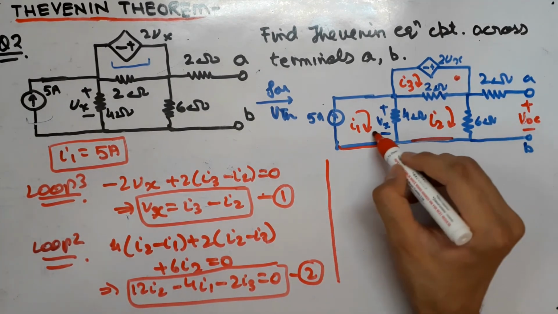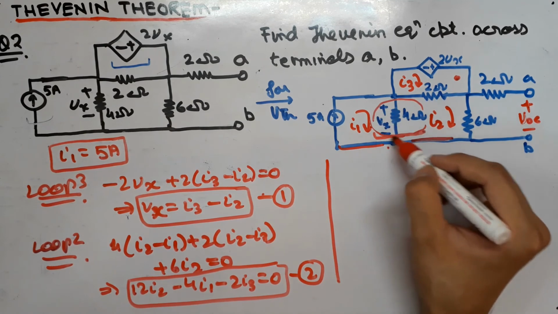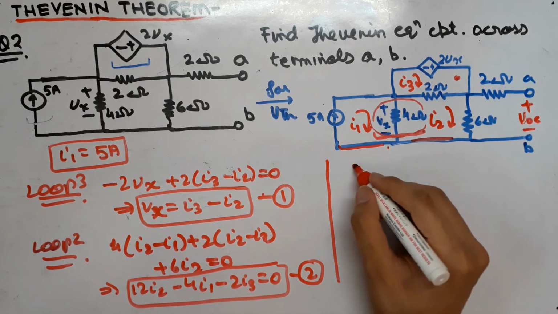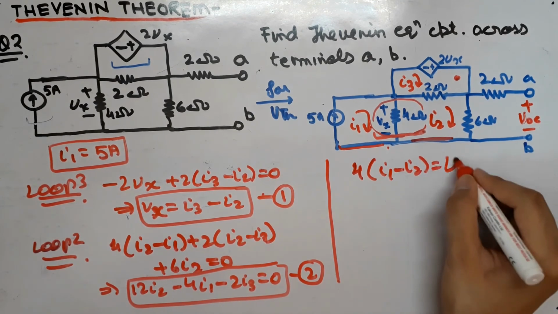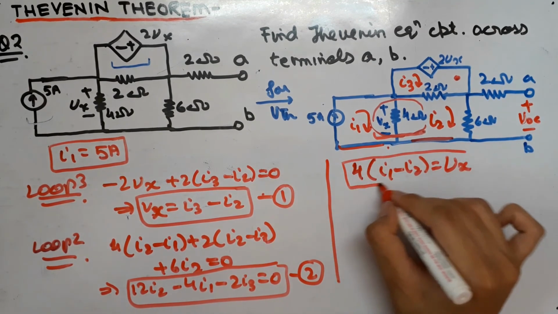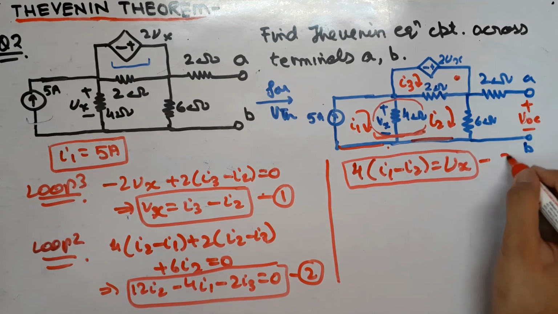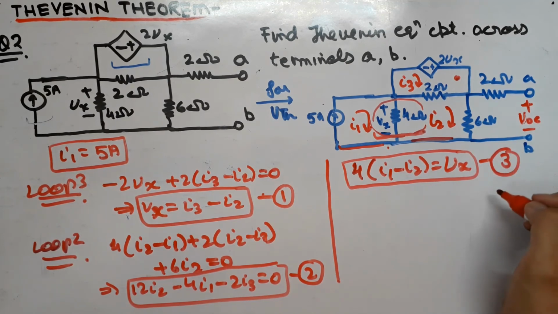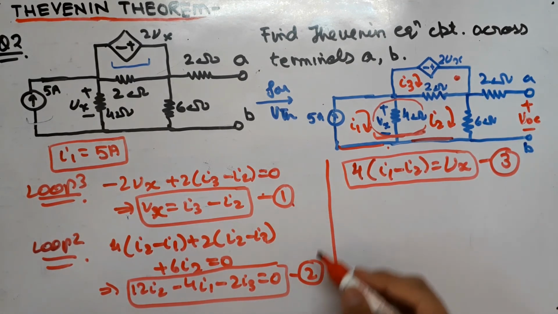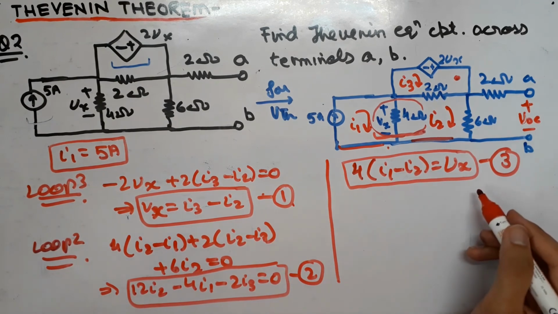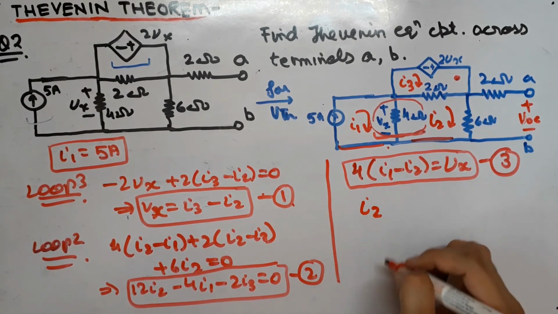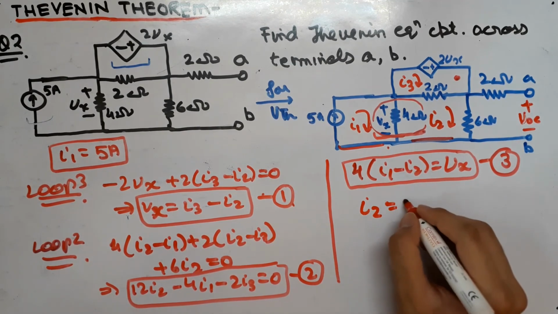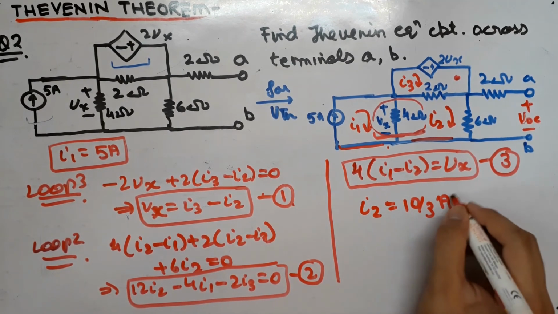And now closely look at this branch of the circuit. From here we can see that 4(I1 minus I2) will come out to be equal to Vx. We will name this equation as equation 3. Now we will use these three equations, 1, 2 and 3, to get the value of I2. On solving these three equations, we will get the value of I2 as 10 by 3 ampere.